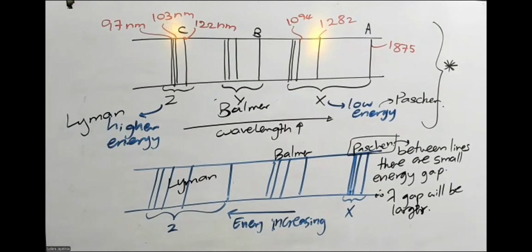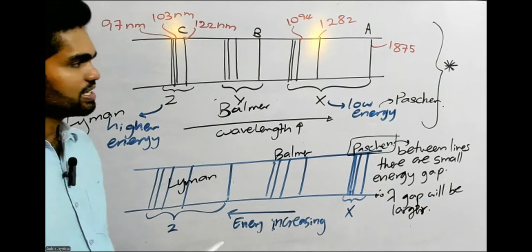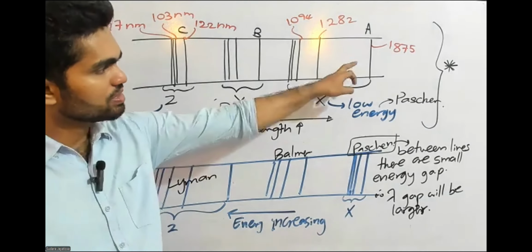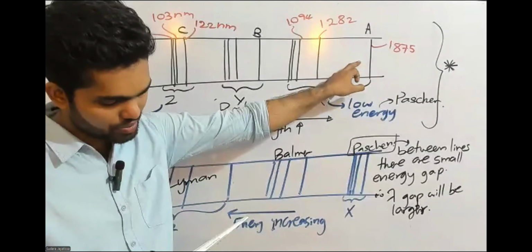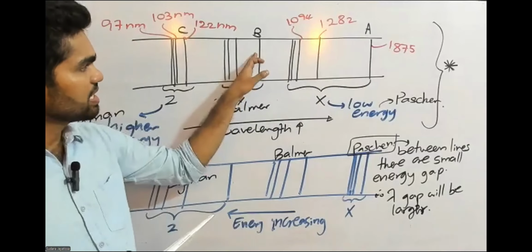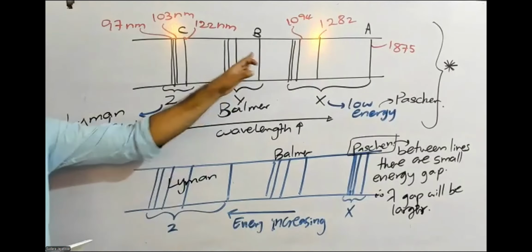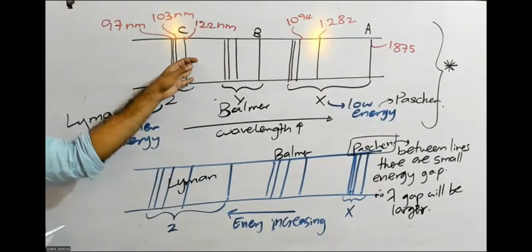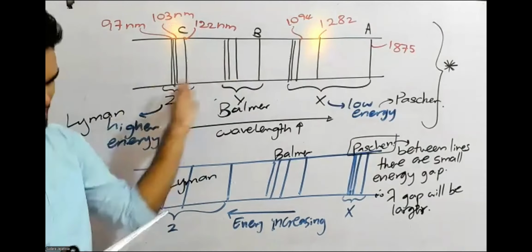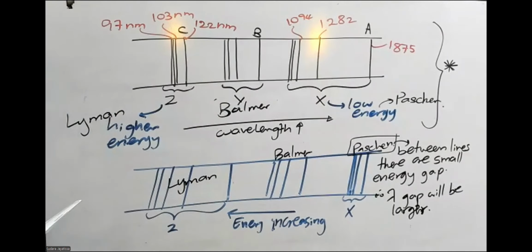Right, now let's check the other statements. Emission spectral lines A, B, C occur when the electron transitions. Since we understand this, A is the Paschen series. Paschen first line is from 4 to 3, Balmer first line is from 3 to 2, and this is 2 to 1. So that's correct, and these series are in this way. Second one is also correct. Third one is also correct.